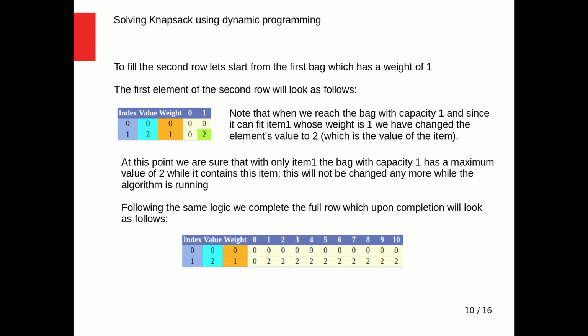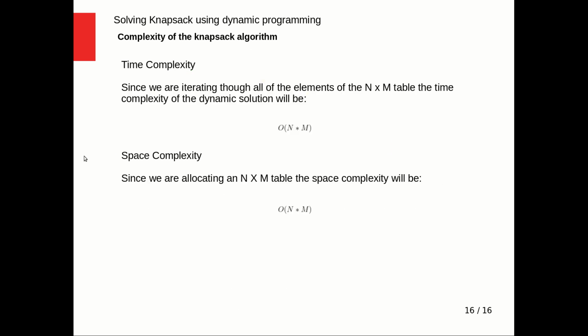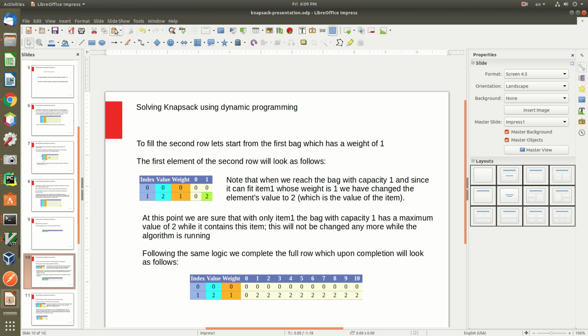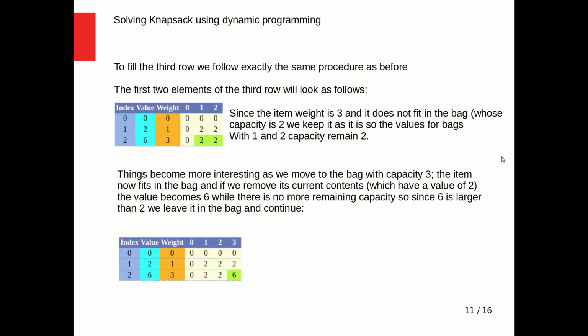Now, for the rest of the array, things work exactly the same. We don't have any other items except the first one, so what we end up with is the schema we see in this picture: 0 and everything else is 2. Now adding the third row, which corresponds to index 2, which has a value of 6 and a weight of 3, is a little bit more interesting.